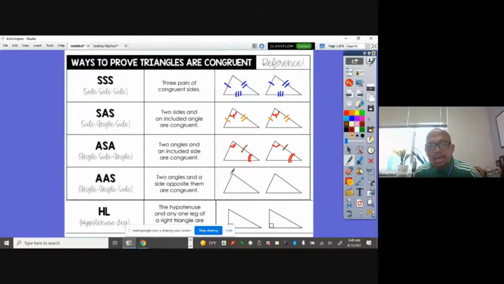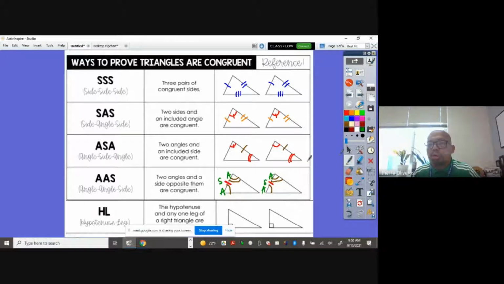Or we can have AAS. This angle here is congruent to this angle, that angle is congruent to that angle, and this side here. Okay, 2 angles and a side opposite to them are congruent. It has to be opposite, so meaning I don't need to have it there; it could also be right here. That is perfectly fine. What's the difference? If you put the congruent side right here and there, that's going to be ASA, angle-side-angle, because you will see an angle, a side, and an angle. So ASA, not AAS.